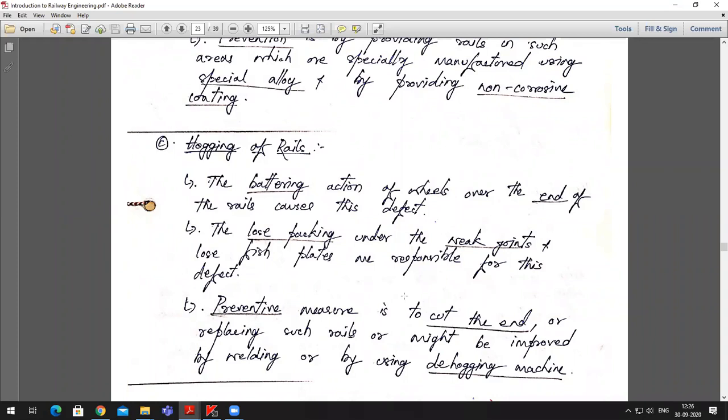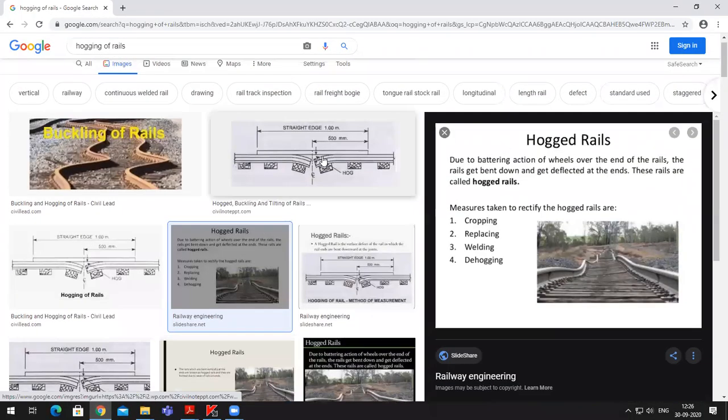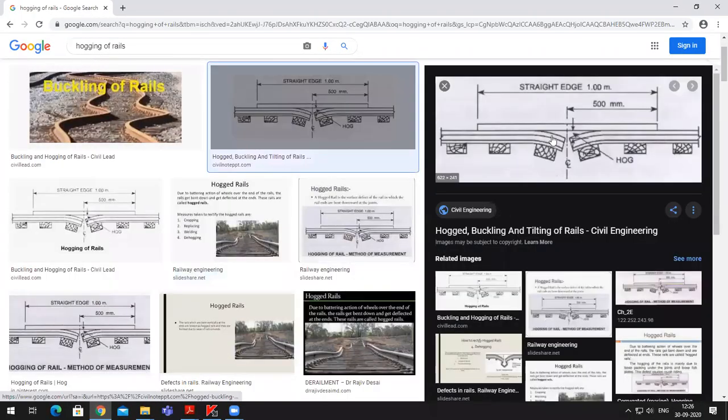Normally the battering action of the wheels, especially at the ends of the rail, causes this defect. As I showed you in this image, when these two rails are newly laid, this point and this point of the rails will be at the same level. Over a period of time, because of a weaker joint section, when the wheel moves on this rail, it starts battering these ends or edges of the rails.